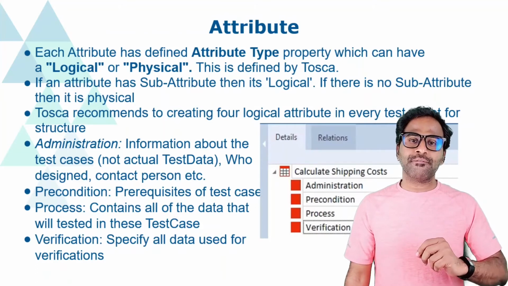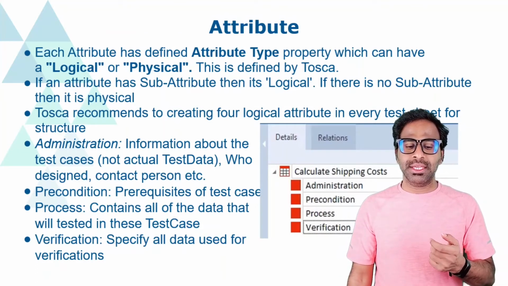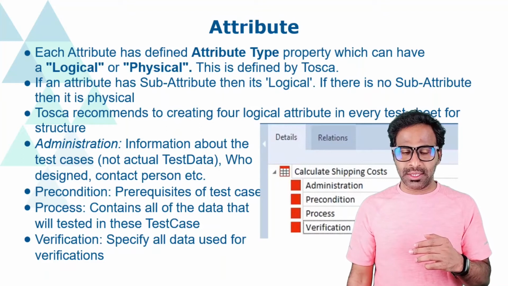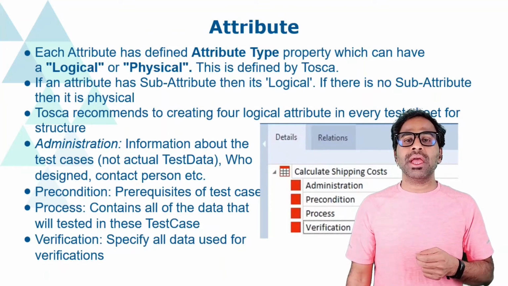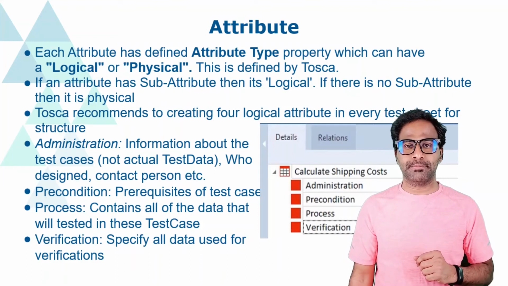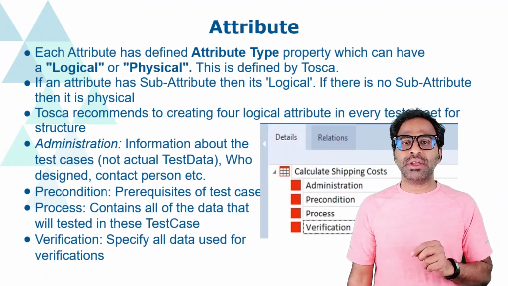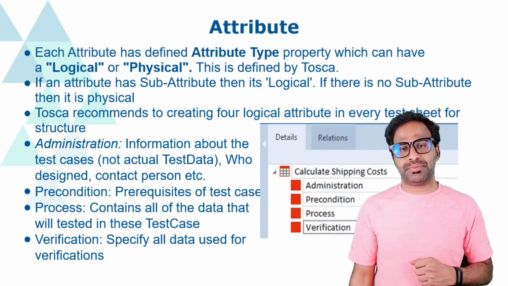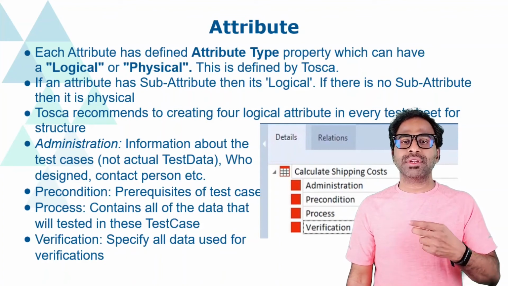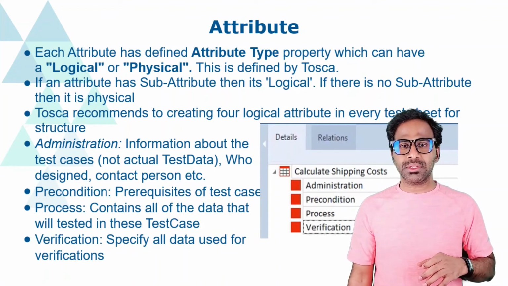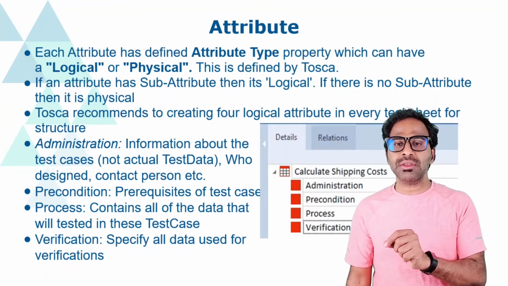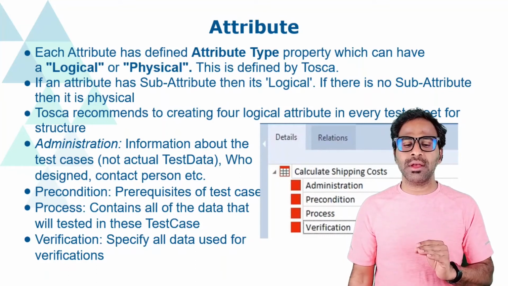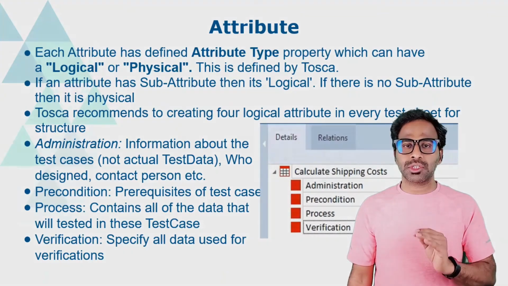Okay, and what about verification? The verification attribute is a folder structure, or an attribute structure, where you specify all data used for verification purposes. For example, if you want to verify an error message if the username is not provided, if the password is not provided, or if the terms and condition is not checked. All these error messages you will be verifying, right? So all these attributes you can define in your verification attribute. Hope you all understand the concepts of attributes defined by Tosca.